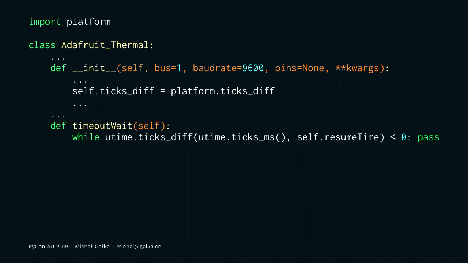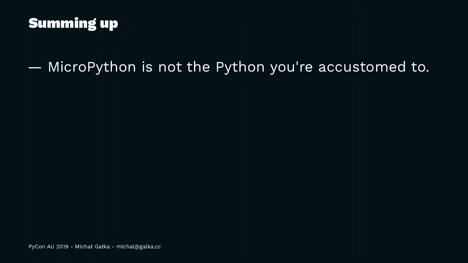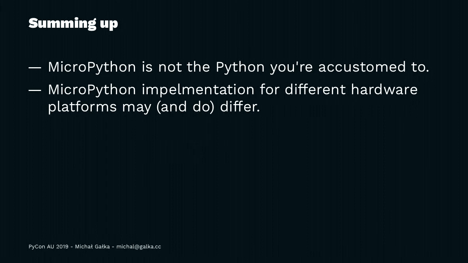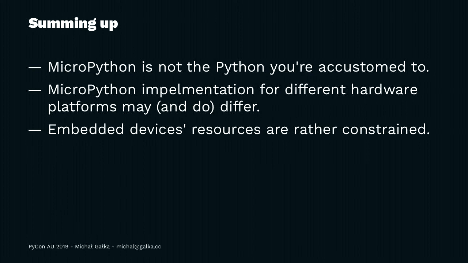So, summing up my findings. Well, MicroPython is not actually the Python you're accustomed to. It has its different behaviors. It was kind of clear from the very beginning, but not in the very detail. MicroPython implementations for different hardware platforms may actually, and do, differ. I've just come through 2 of them, but there are even more differences between the other platforms. Yeah, embedded device resources are rather constrained. This is a cliche, but yeah, you should actually use cross-compilation and module freezing whenever it's needed.